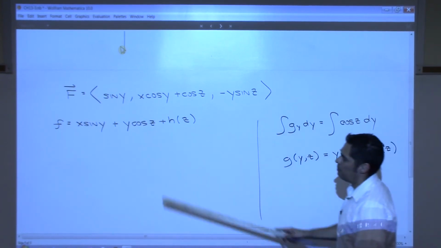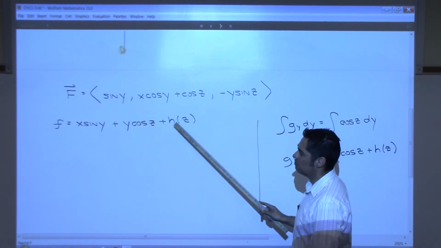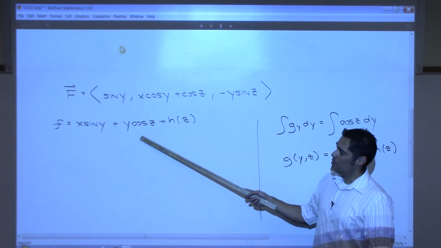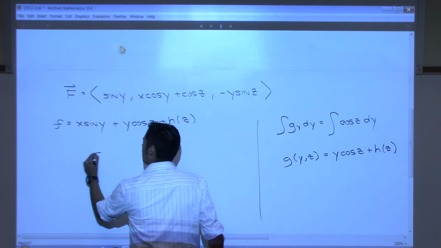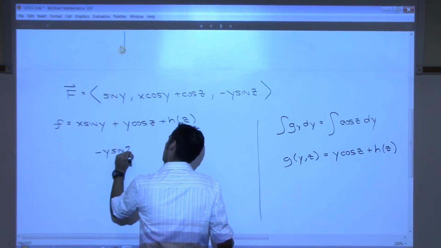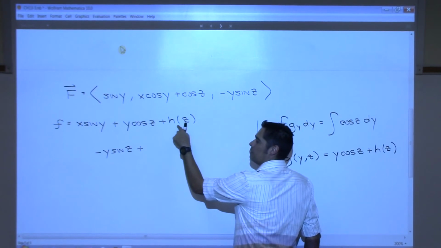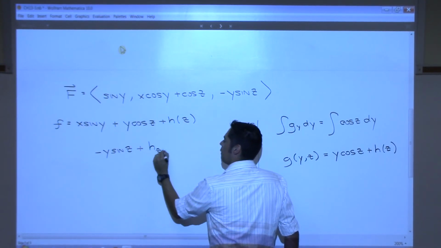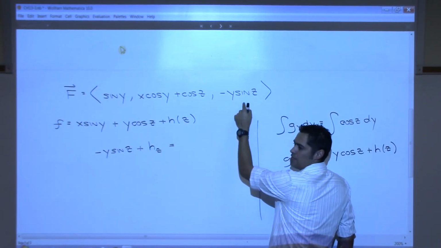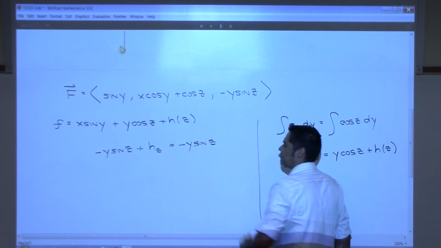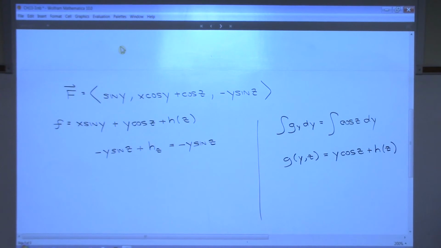Okay, so let's take the partial of this with respect to z, which would be 0, negative y sine z, plus h sub z must equal this right here, negative y sine z.